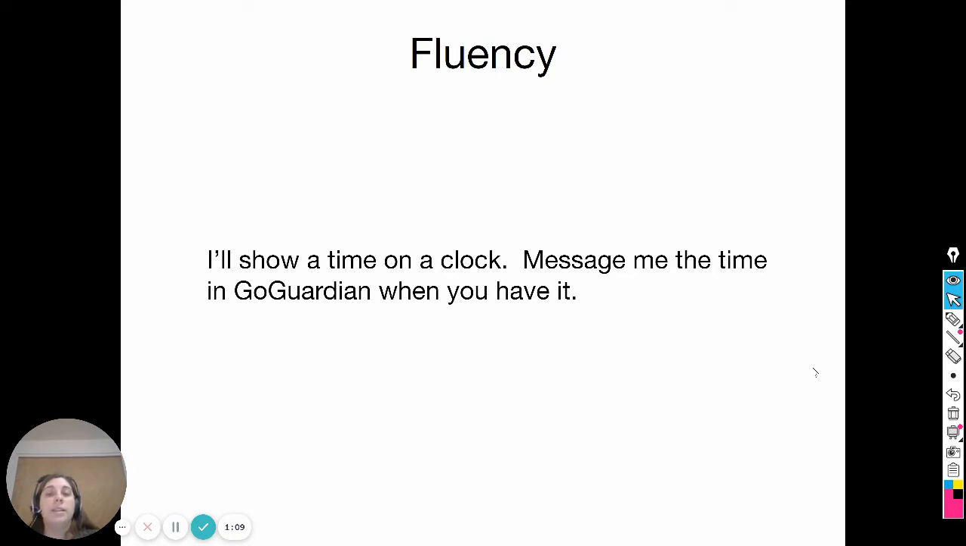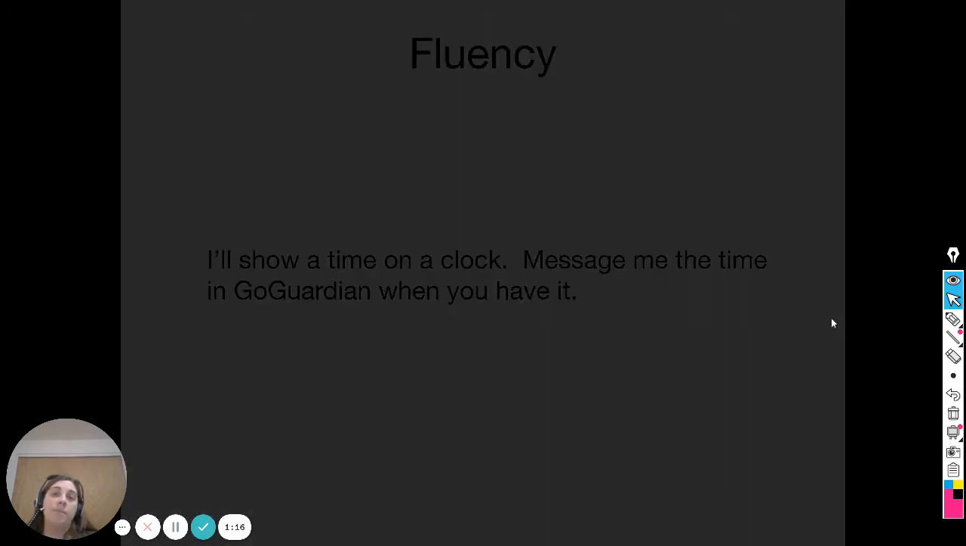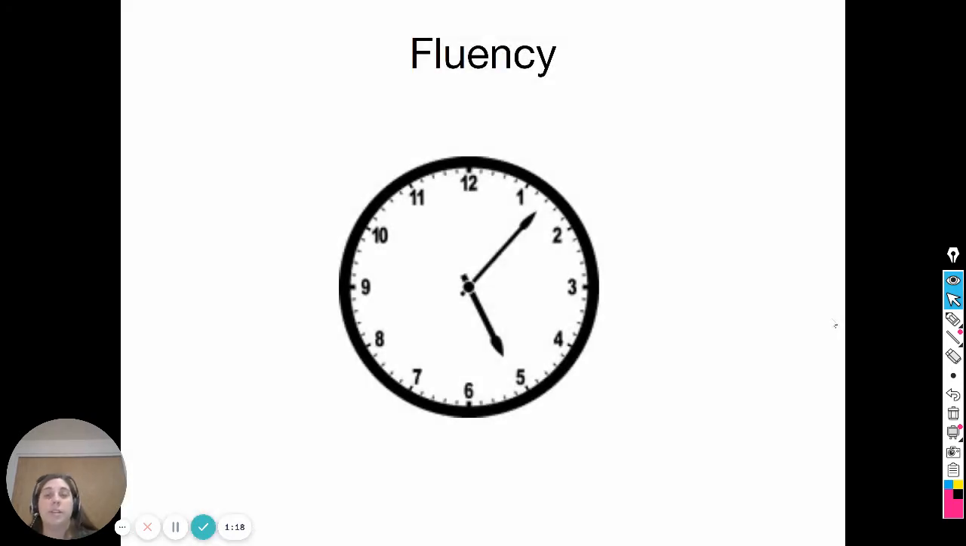Now I'm going to show you a time on a clock. You're going to message me that time and go Guardian once you have it. Here's the first clock. Go ahead and message me the time when you have it. Remember, the shorthand represents the hour, and the longhand represents the minute. So you write your number, and then you'll do a colon, and then your other number.